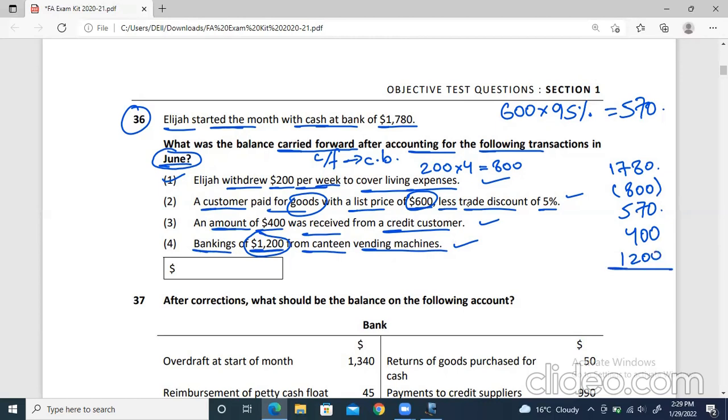All of the transactions are done. Now 1780 minus 800 plus 570 plus 400 and plus 1200. So this gives us 3150. This is the closing balance for his bank account. So this was a fairly easy question. We just had to add the incomes and minus the expenses. Are you clear here?